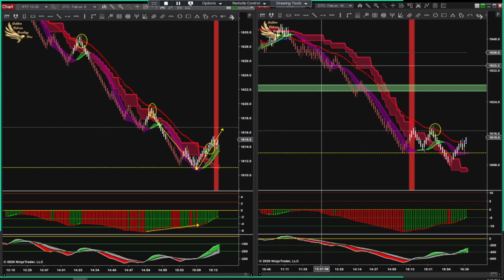But this is how you want to do your studying. You want to notice things, notice trends, and then see how the pictures set up on the smaller charts. And then you see it enough times in live action, you'll start to trade it. I promise you that.